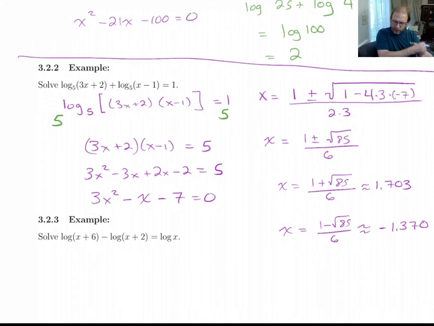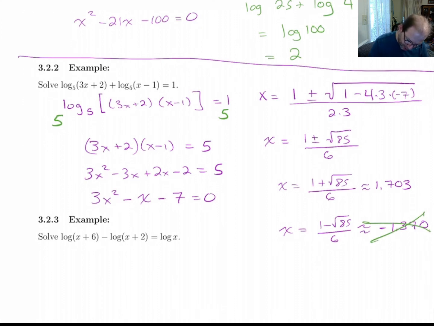All right, so we need to check both of these to see if they work in the original problem. And again, all we really need to do is make sure that when we plug them in, we don't get a negative or a 0 inside of either of these logs. Now, the negative number we can throw out immediately, because when we plug that into here, we'll get negative 1.3 minus 1. So this is going to be negative. So we can toss this one. The 1.703 should be fine.